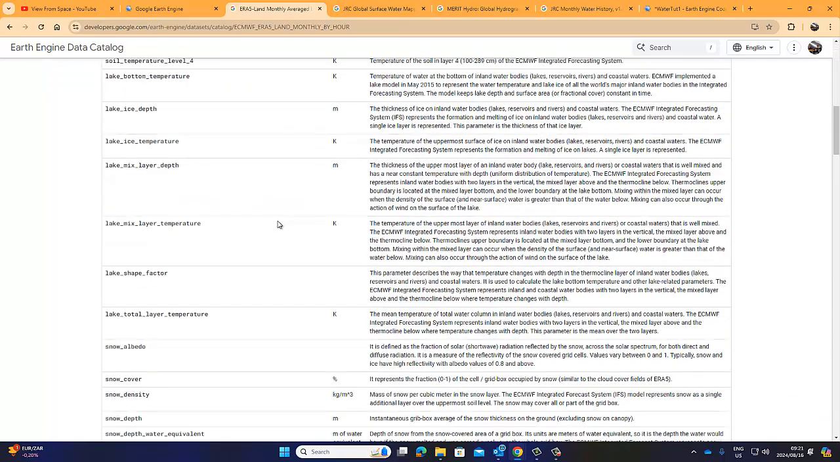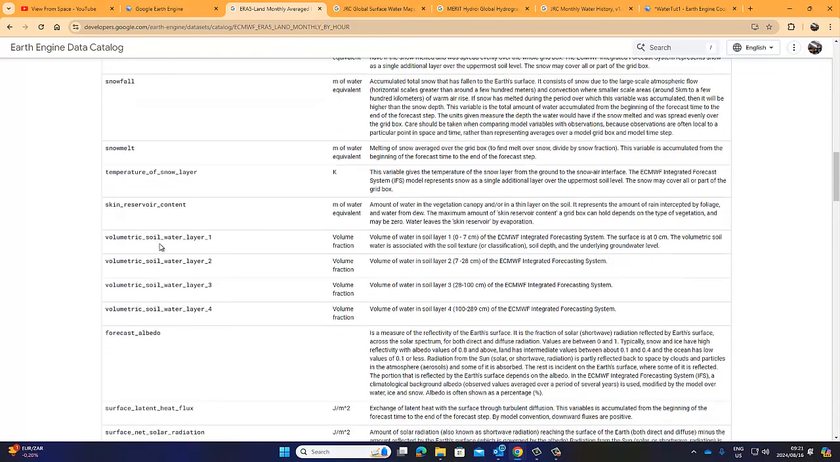Okay, so in here it's got a couple of things. It's volumetric soil water level 1, level 2, level 3, and level 4. Now what's interesting is this tells you the volume of water in the soil layer, 0 to 7 meters underground. The surface is 0 meters. So volumetric soil water associated with soil texture, soil depth, and interesting underlying groundwater level. So this is the first time we're now talking about underground water level. And this is exactly what we were looking for. Is this underground water level?